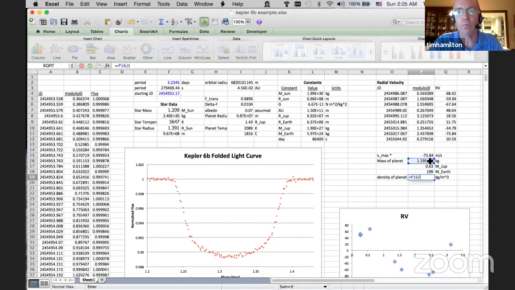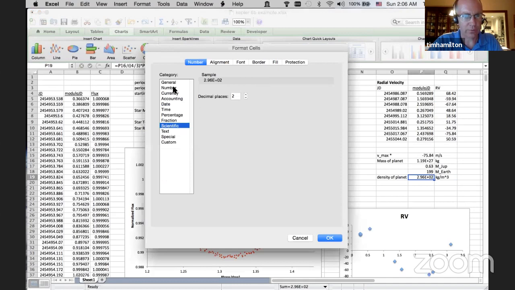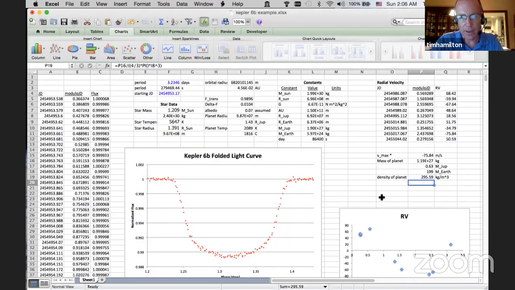It's a little into the middle of the night here for me. So 4 divided by 3 times pi times the planet radius in meters cubed. Okay, and only the radius is cubed. Okay, let's put that, I don't want scientific notation. But you know what, let's convert that to grams per centimeter cubed.